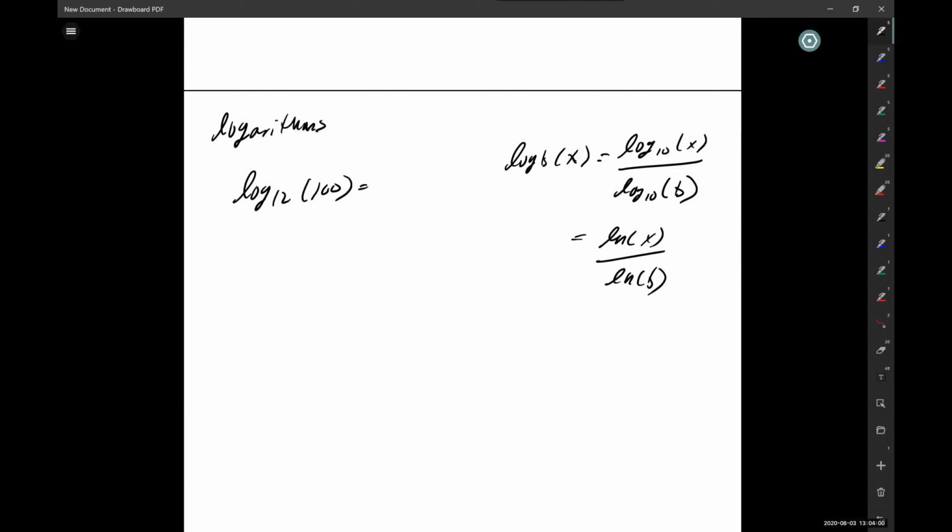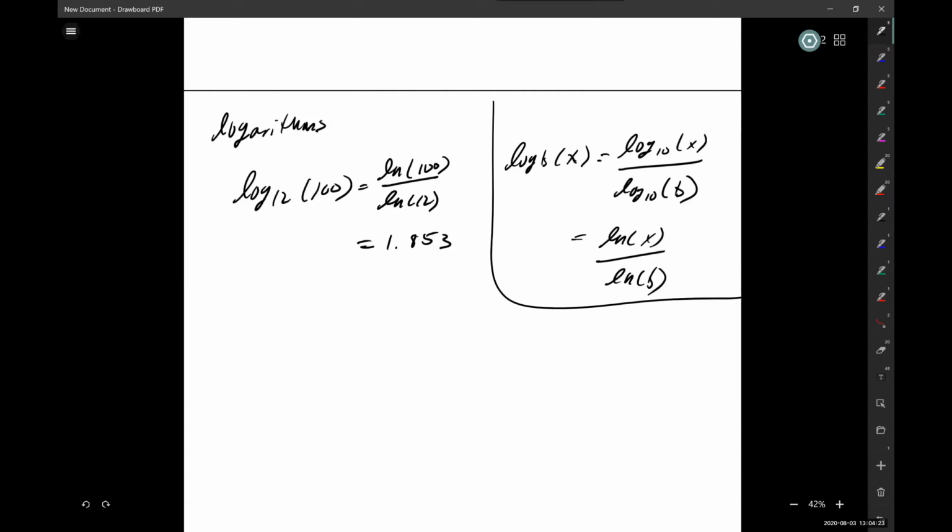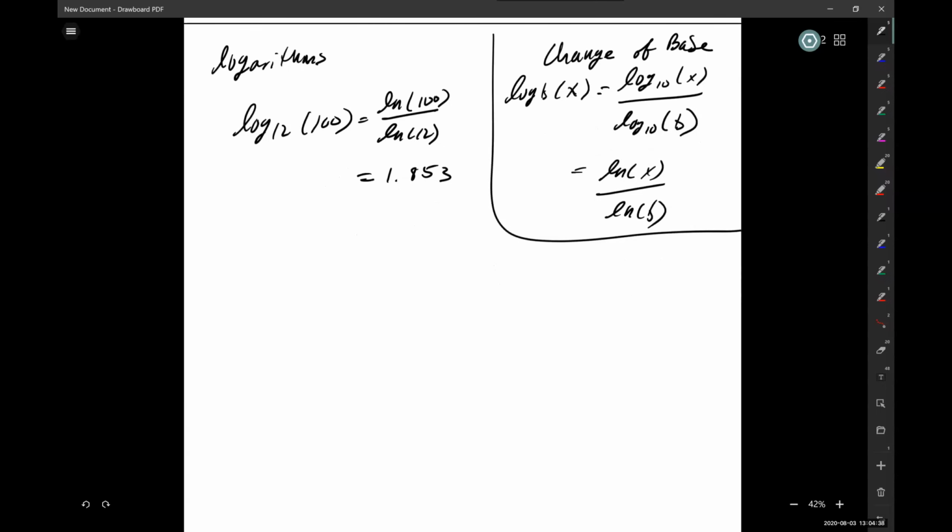So we work this out as, I'm just going to use the natural log version, natural log of 100 over the natural log of 12. We work that out, we end up with 1.853. So this is just using that change of base formula, good thing to have on a cheat sheet. Right. So those are the easy, multiple choice problems, in and out, 30 seconds if you know what you're doing.